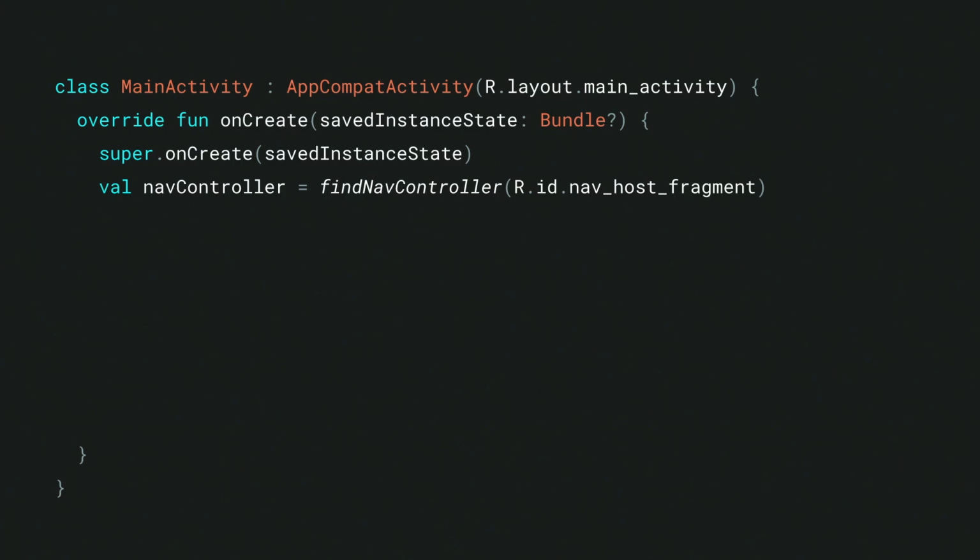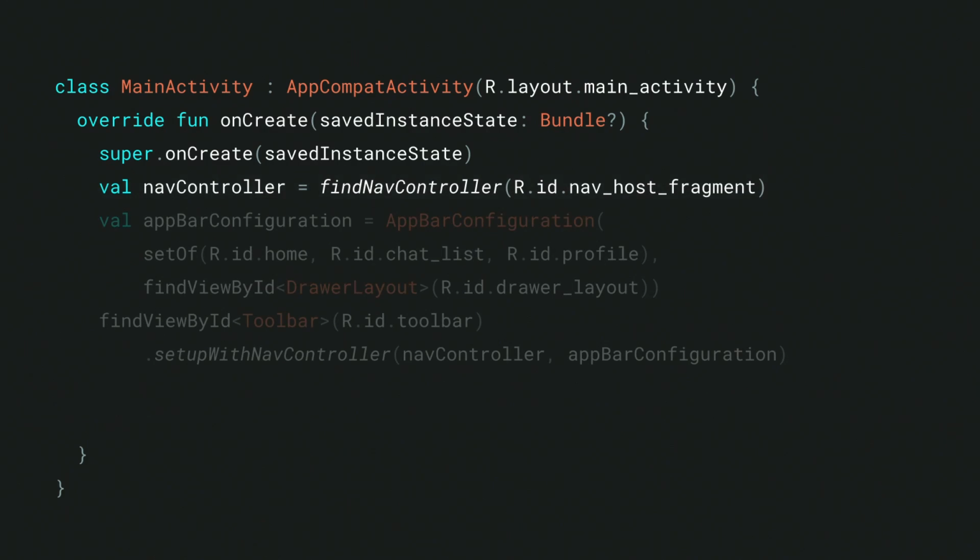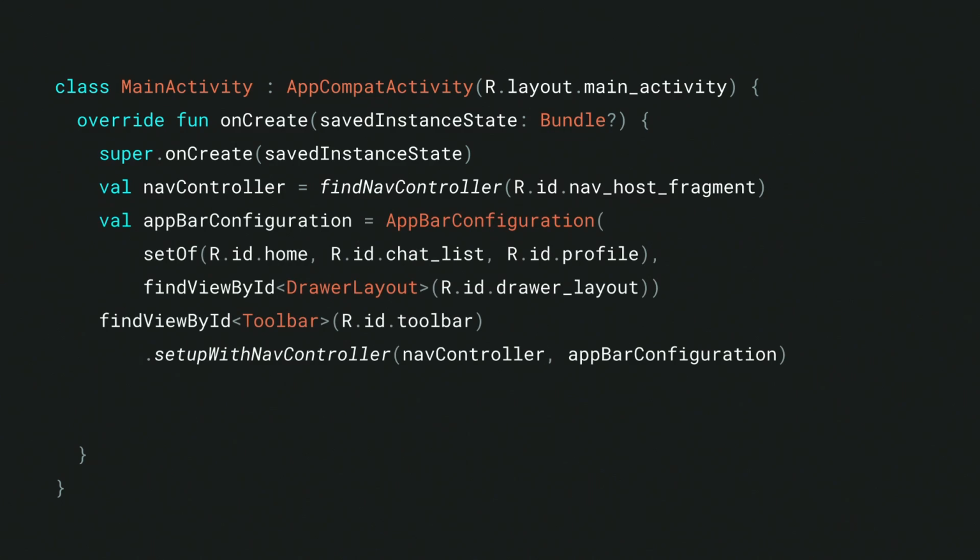So once we have this nav controller, this thing that is powering all of navigation, what do we actually do with it? Well, we can do a couple things. One, we can set up our toolbar at the top. And what we'll do here is use the app bar configuration. This is kind of figuring out what that top app bar is supposed to do in the first place.